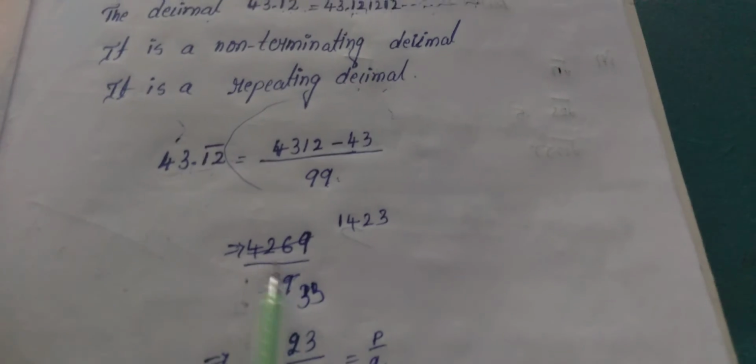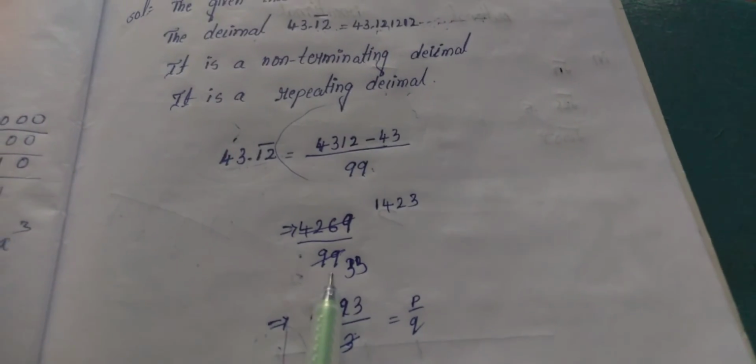Okay, I am cutting with 3. 3 3s are 9, 3 3s are 9. Come to the numerator. 3 1s are 3. How much is left? 1 becomes 12. 3 4s are 12. 3 2s are 6. 3 3s are 9. After cutting, what rational number do we get? The fraction is 1423 divided by 33. Is it a P by Q form or not? We are expressing it in the P by Q form.